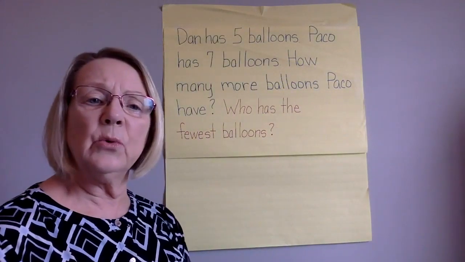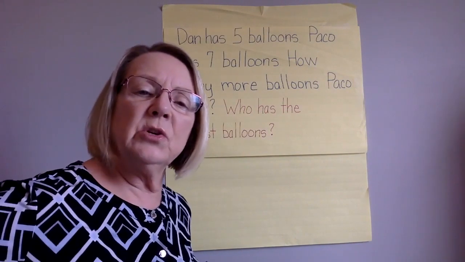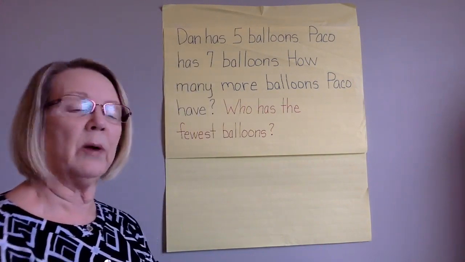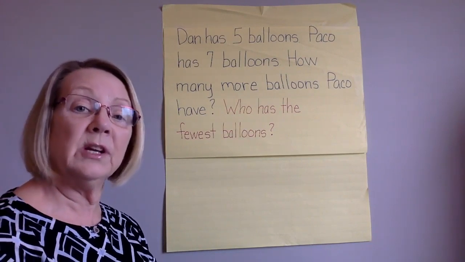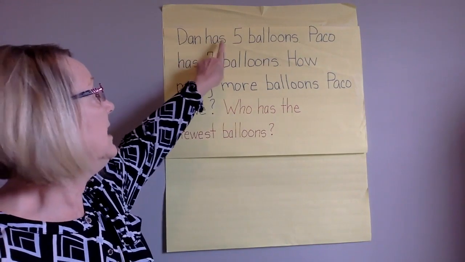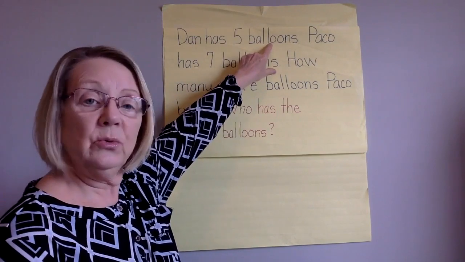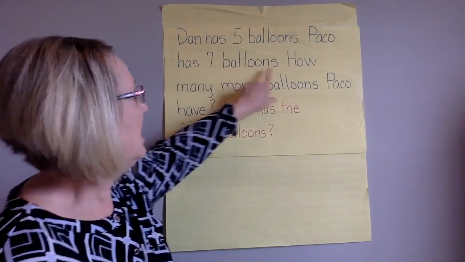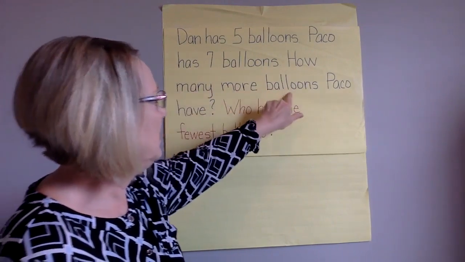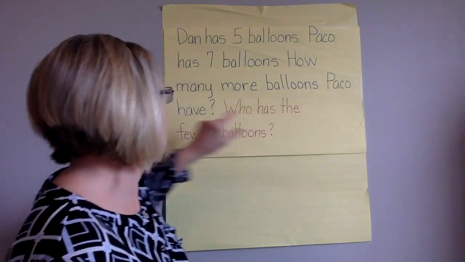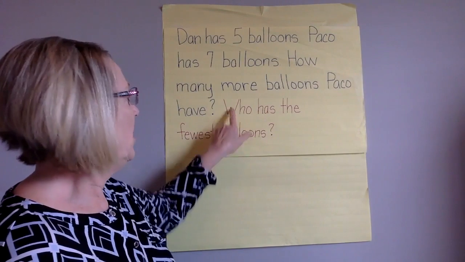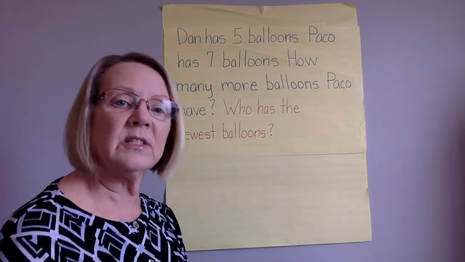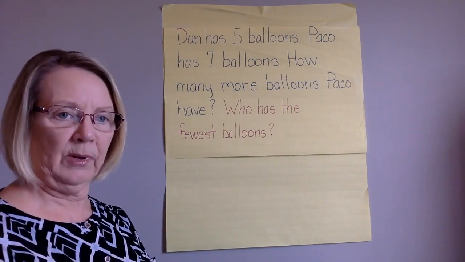Okay, so remember, sometimes we do what's called 3 steps in reading math problems. So let's start by reading it together. Dan has 5 balloons. Paco has 7 balloons. How many more balloons does Paco have? Who has the fewest balloons? Wow, this is like a two-step problem.